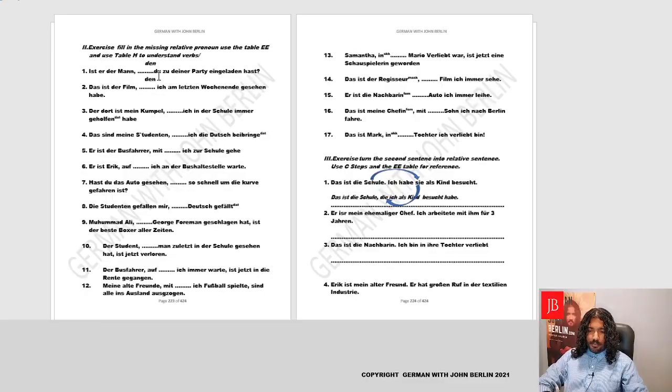Okay, moving forward. Der dort ist mein Kumpel, das ich in der Schule immer geholfen habe. That there is my buddy. This is an informal word like buddy, Kumpel. Yes. Dash ich in der Schule geholfen habe. Dash I have helped always in the school. So the verb is to help. We first identify the verb, then we see who gives to whom help.